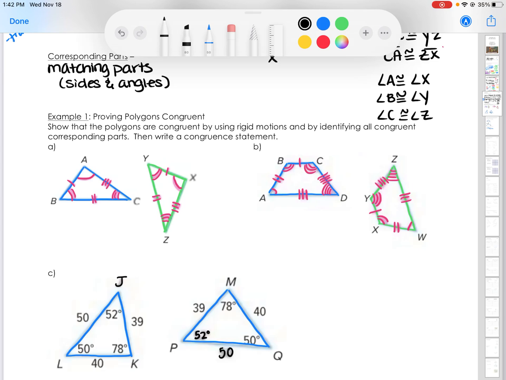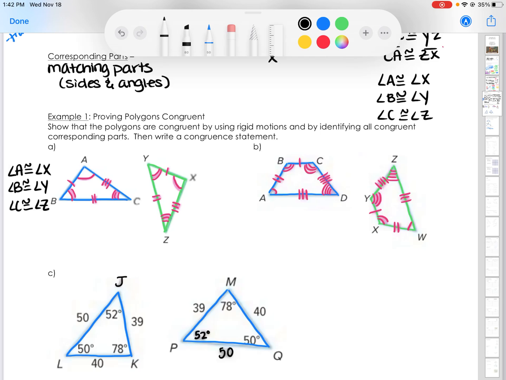If I take a look here, I see that angle A has 1 marking on it. What does angle A match up with? That's angle X, which has 1 mark. Angle B is going to be congruent. That's 2 markings. Angle Y has 2 markings. And then angle C has 3. Z also has 3. So those are my congruent angles.